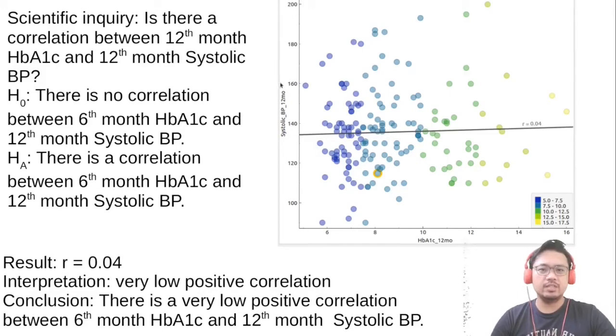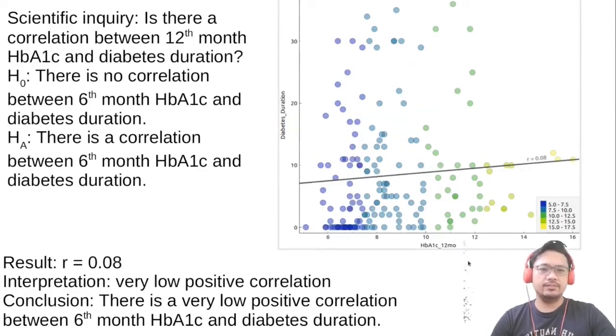The regression line goes upward, but the Pearson coefficient is 0.04. It has a very low positive correlation between 12-month HbA1c and diabetes duration. The resulting coefficient is 0.08, which means that there is a very low positive correlation.